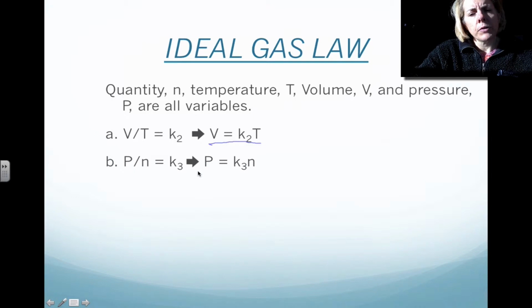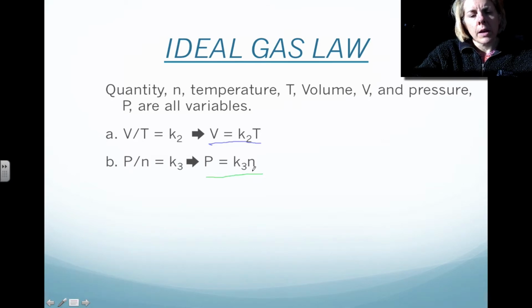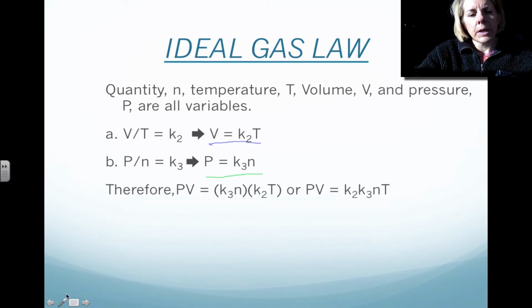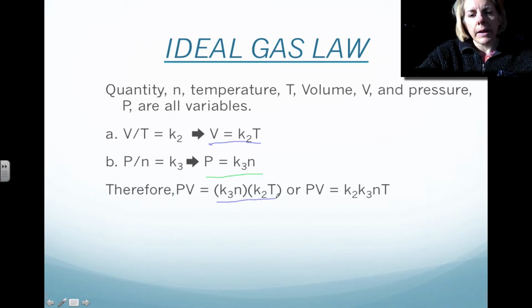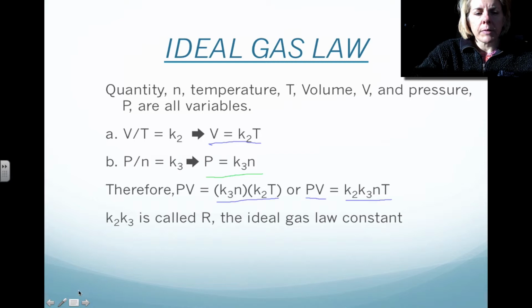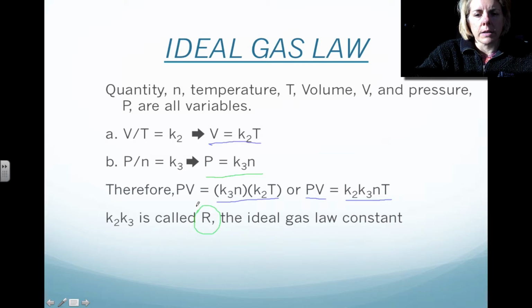And then if we took pressure divided by moles equal to a constant and we rewrote it, we could represent it a different way, saying that pressure equals a constant times moles. Now, if we combine these two equations together and we multiply them out, notice it would be pressure times volume equals two constants times moles and temperature. Chemists decided that they could take these two constants and convert them into what we call R, or the ideal gas law constant.